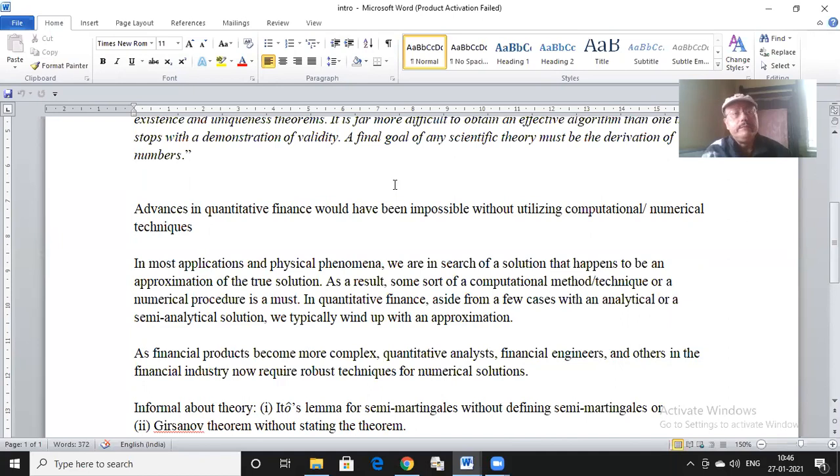So that's why Hirsa says that advances in quantitative finance would have been impossible without utilizing computational or numerical techniques. And it is hard for you to probably appreciate, but the computational power has changed a lot in one generation. So when we were students, the kind of computational power we had access to, even being in ISI, which is one of the more advanced institutes in the country, would be a matter of humor if I tell you that our computers had hard disk size of 5 MB.